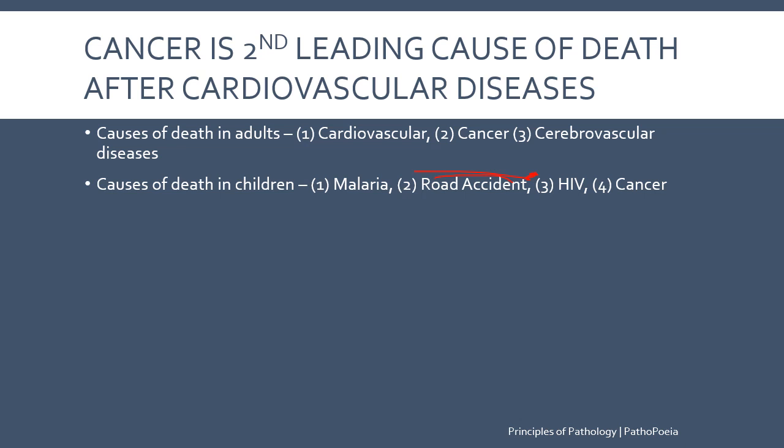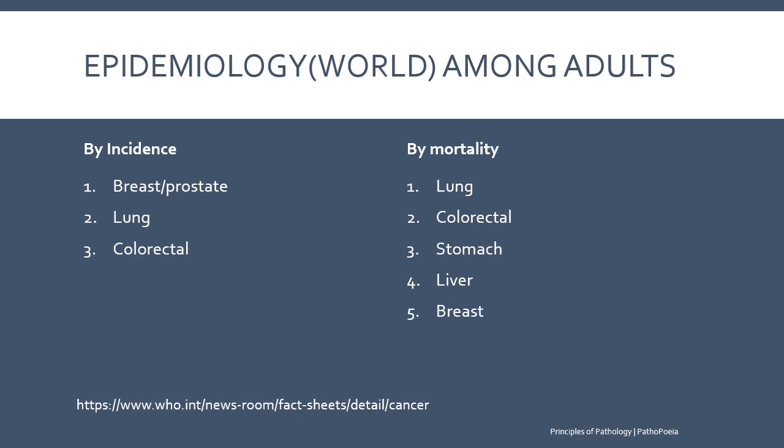Okay. We can divide the epidemiology of cancer rates in the form of the incidence rate and the mortality rate. Now, breast cancer and prostate cancer are most common, breast among females, prostate among males, followed by lung cancer and then colorectal cancer. Now, notice the change over here: breast and prostate cancer, although most common, but lung cancer tops the mortality.